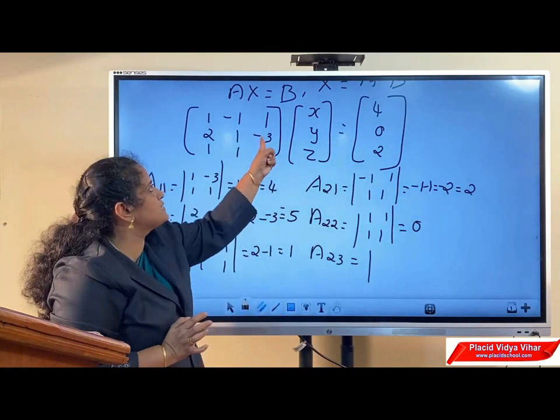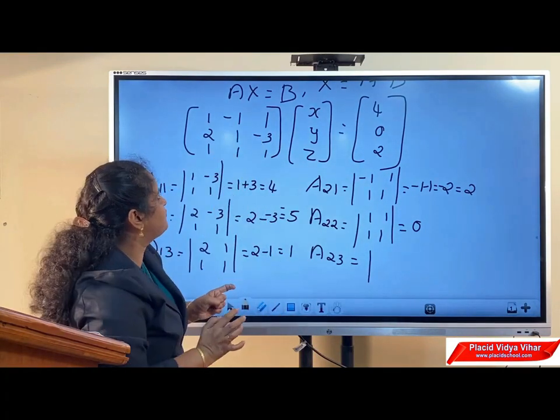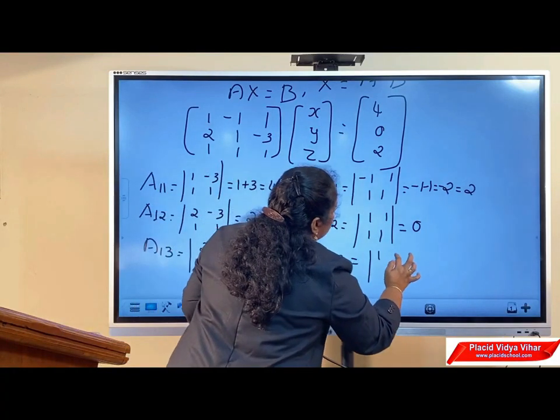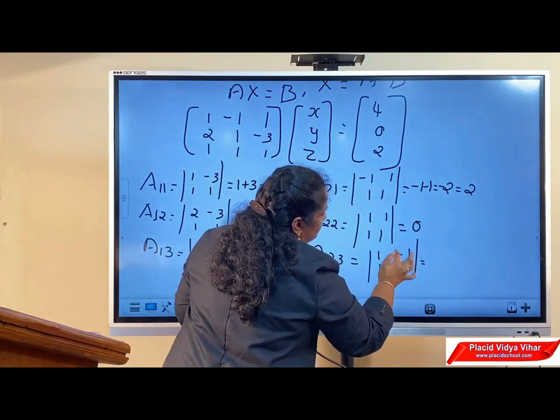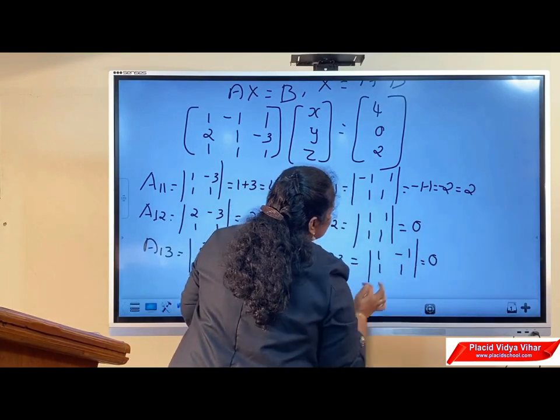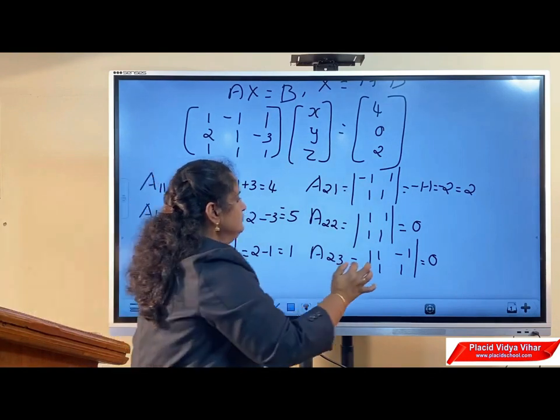The corresponding rows and columns you should eliminate. The remaining elements you should write in the determinant form. 1, minus 1, 1, 1. Cross multiply, 1 minus minus 1, the answer is also 0. Then we can find the next one.